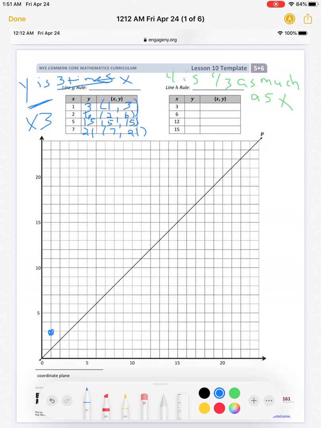The next coordinate pair is 2, 6. So we go over to 2 on the x-axis and then up to 6 on the y: 1, 2, 3, 4, 5, 6. So our coordinate pair belongs there. Let me place it.